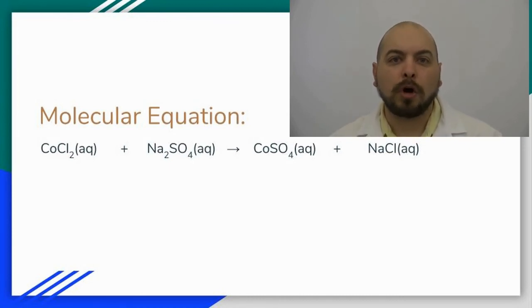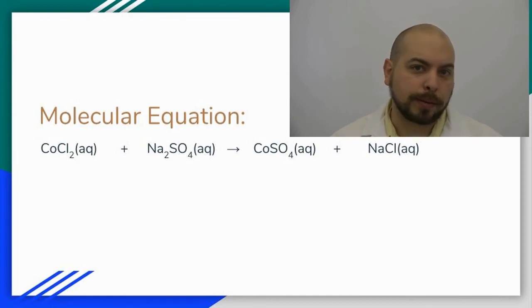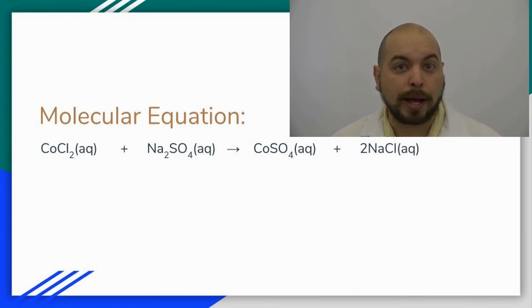Here we're taking cobalt chloride, CoCl2, combining it with sodium sulfate, Na2SO4. The reaction yields cobalt 2 sulfate, CoSO4, and sodium chloride. Remember, you need to balance first. So in order to balance this properly, we need to make sure that we have a 2 in front of the sodium chloride, NaCl, and that alone will balance our overall equation. So we're good, we're balanced.